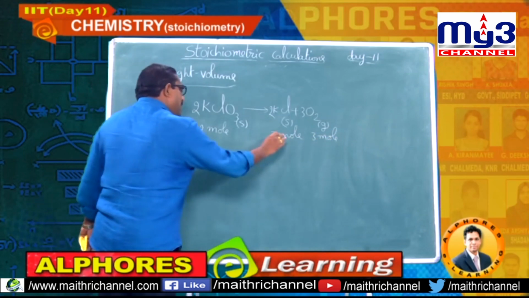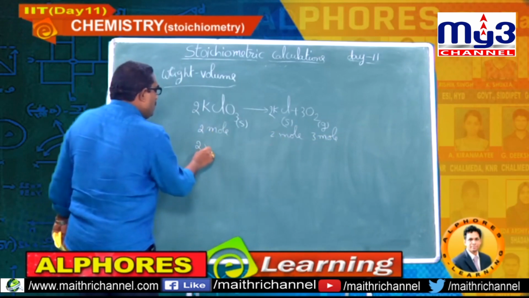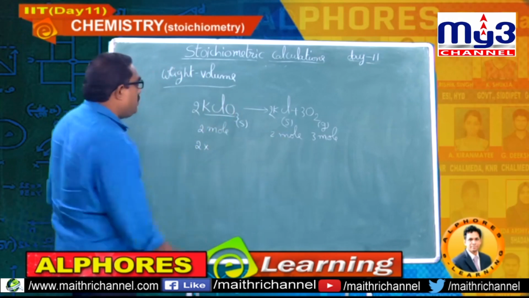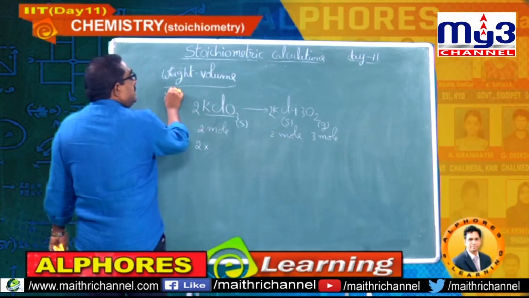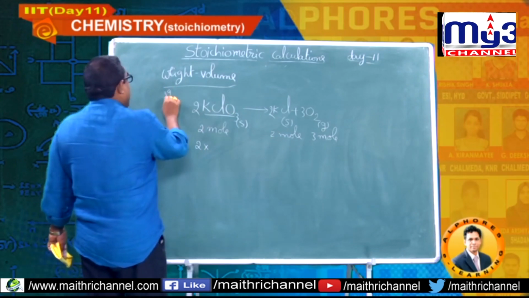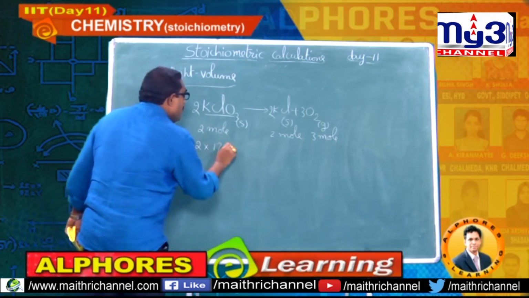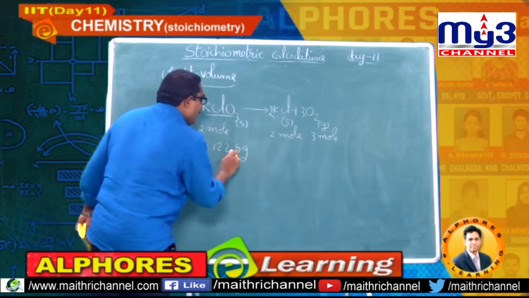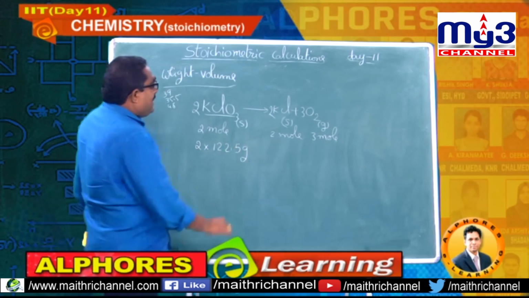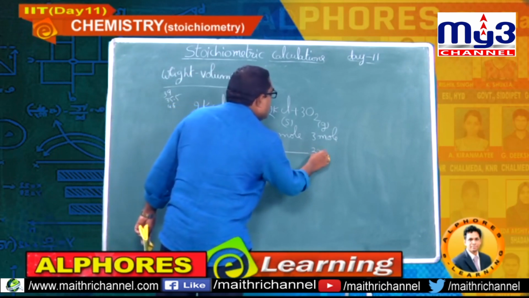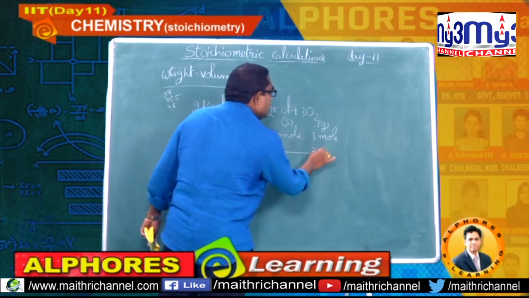The same thing I can write like this. 2 into the molar mass of potassium chloride. Potassium 39, chlorine 35.5, that comes around 122.5 grams. It will give 3 moles of oxygen gas.